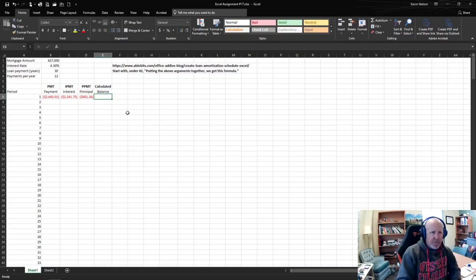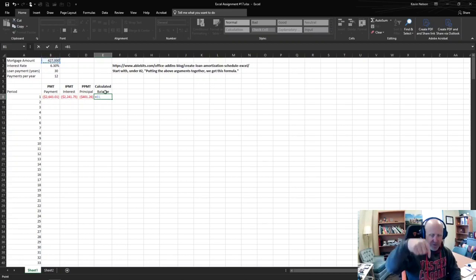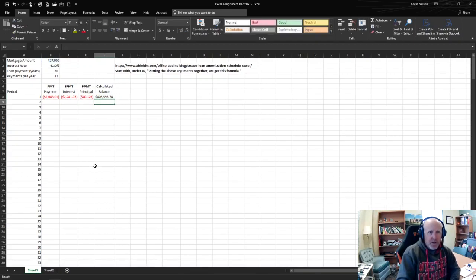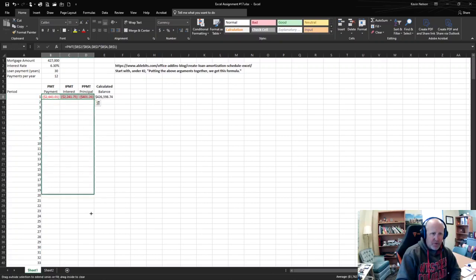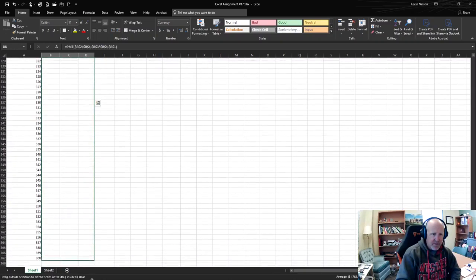Okay. Finally, I want to have a running total of my balances. So I start out, the original value of my loan is $427,000. Now here's the tricky bit. These are all negative numbers, and this value, the balance, has to go down. So I'm going to have to add this negative number, and I want the principal number. So now, instead of $427,000, I owe $426,598.74. Now I can take this. I'm not going to do this here yet. I'm going to drag these down all the way to the 360.